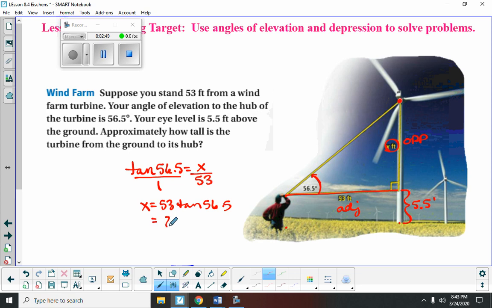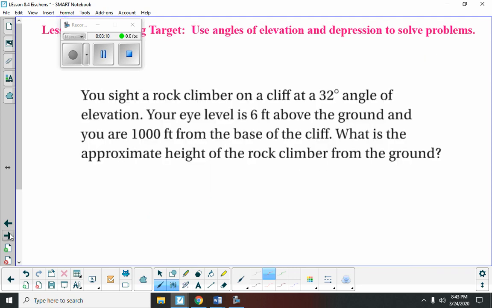And that is 80.1. So this is 80.1. So how tall is the hub? It is 80.1 plus 5.5. So that would be 85.6 feet. That would be your answer. All right, here's another problem.